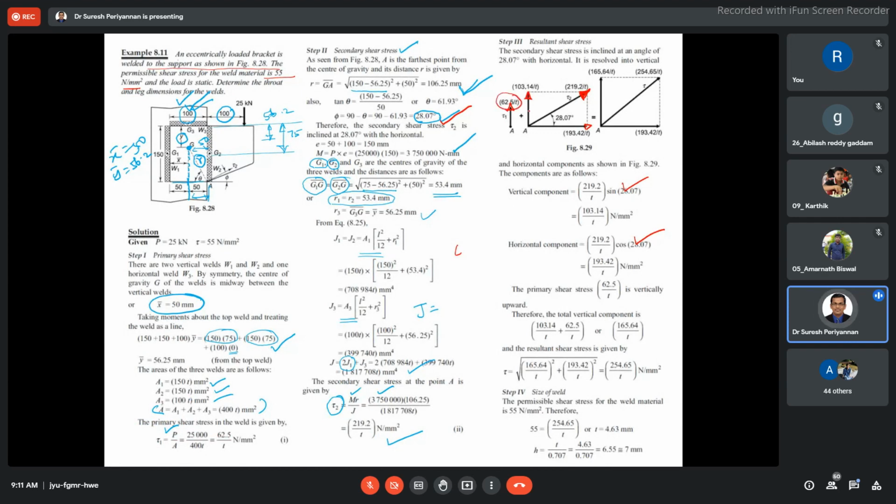Then add these two components. This is the new vertical component. This is the total vertical component of shear. 165.64 by T. This is the horizontal component.